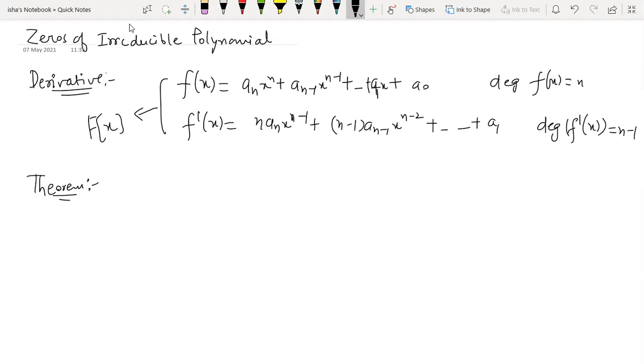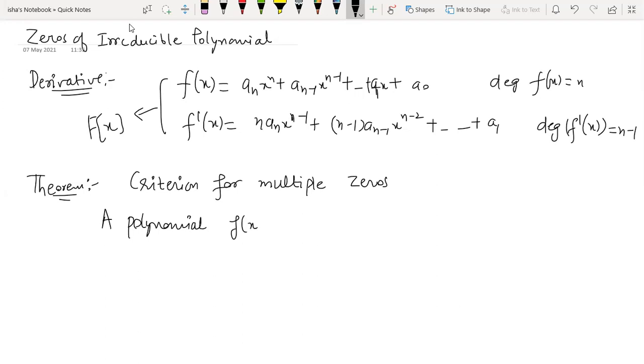So this is a theorem which is basically a criteria for multiple zeros. We'll not do its proof, but I'm just going to tell you the result of this, because based on this result you can do many questions. So the statement is: a polynomial f(x) over a field F has a multiple zero. Multiple zero का क्या मतलब है? That there is a root with multiplicity greater than 1. So all of us are already clear with the term multiplicity, right?